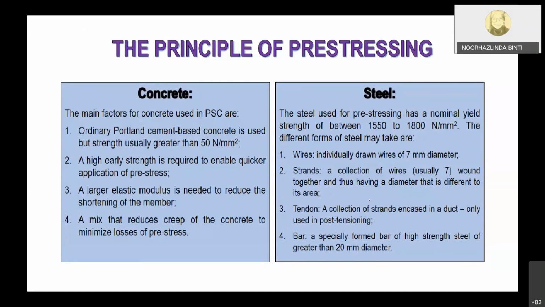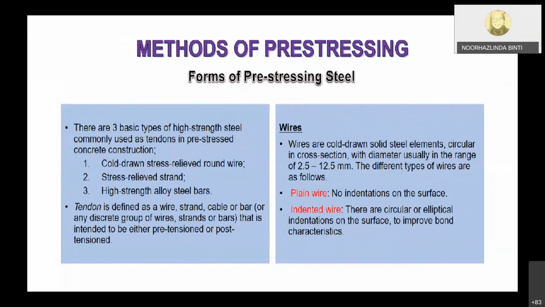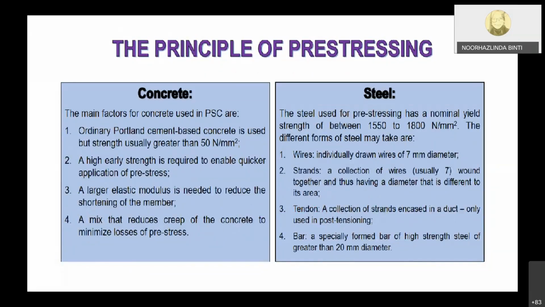And the steel used for PSC, usually the strength is stated in the slide here, from 1,500 to 1,800. Different forms of steel may take. We can use wires, strands, tendon, or bar. Okay, this one I'll explain later in the next slide. Okay, finish for the principle of pre-stressing.